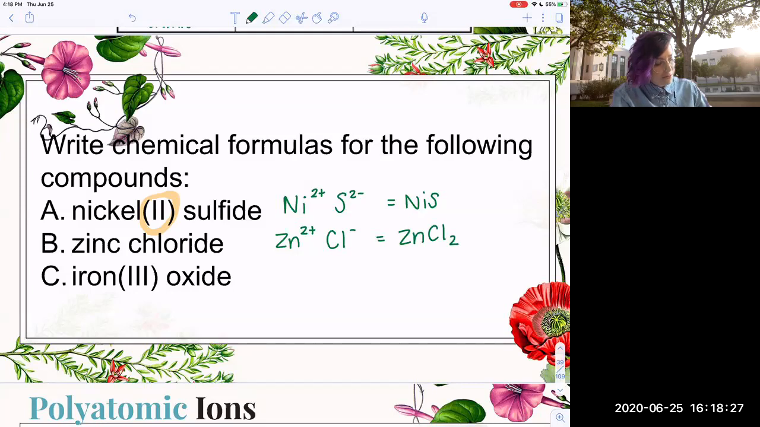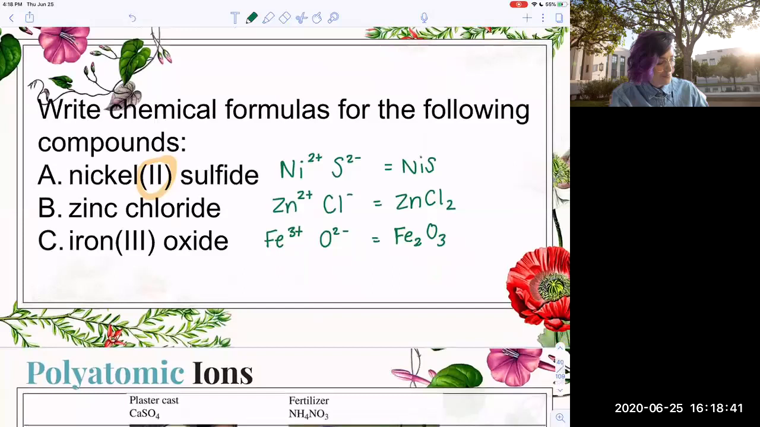Then I have my iron 3 oxide. Again, that 3 tells me the charge. And oxide is -2. Do my math out, I get Fe2O3. Hopefully that made sense.